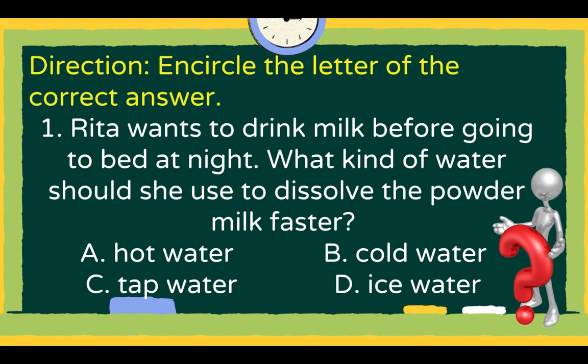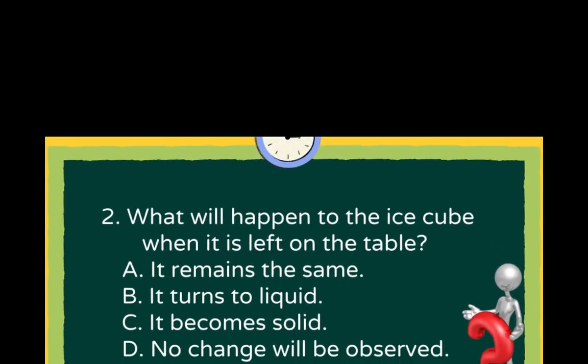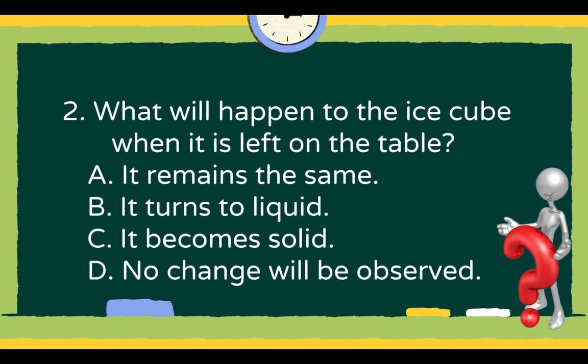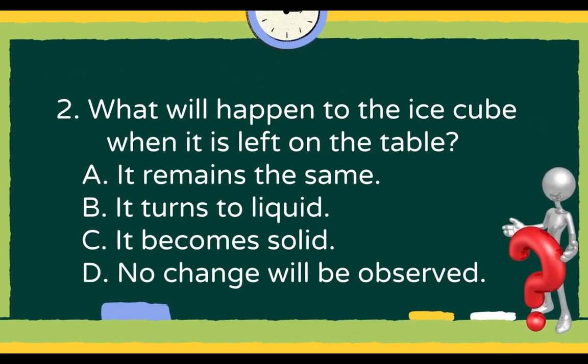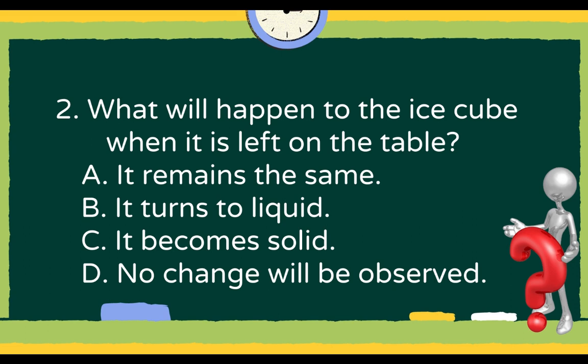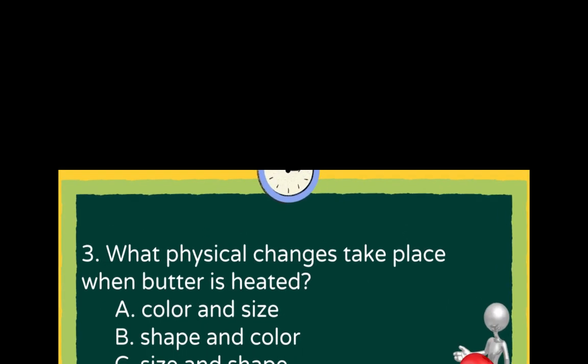1. Rita wants to drink milk before going to bed at night. What kind of water should he use to dissolve the powder milk faster? A. Hot water, B. Cold water, C. Tap water, and D. Ice water. 2. What will happen to the ice cubes when it is left on the table? A. It remains the same. B. It turns to liquid. C. It becomes solid. Or D. No change will be observed.